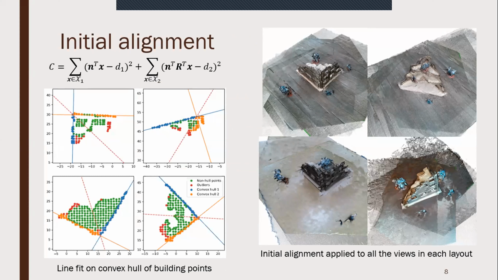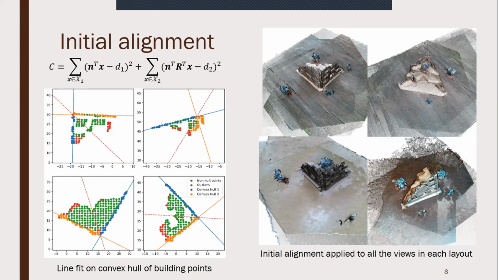As you can see, you've got the two planar walls. To find the initial alignment, in my case, I created a RANSAC least squares algorithm that fits two lines that are 90 degrees to one another to a set of points. As you can see on the left, we've got 4 of the building views if you view from the top down, and you can see that it finds the edges of the building really quite well.